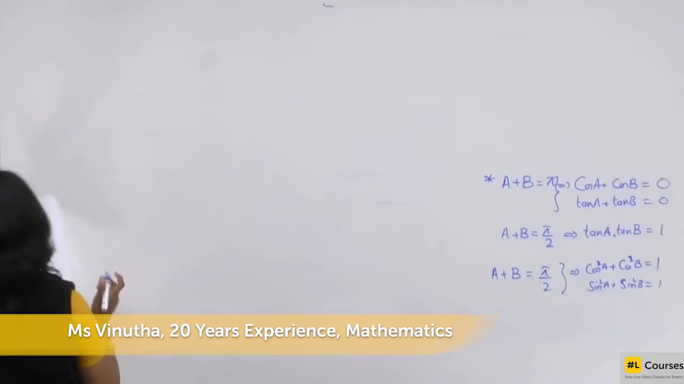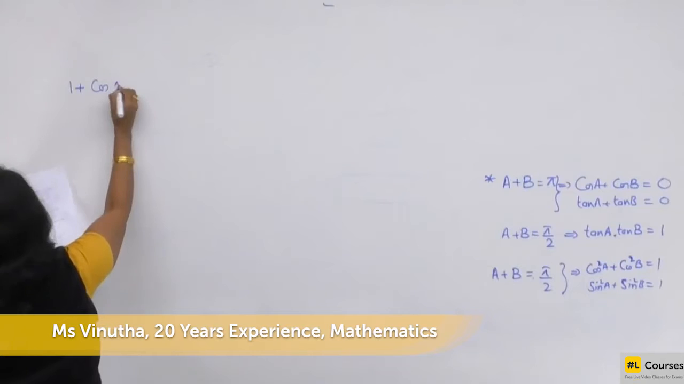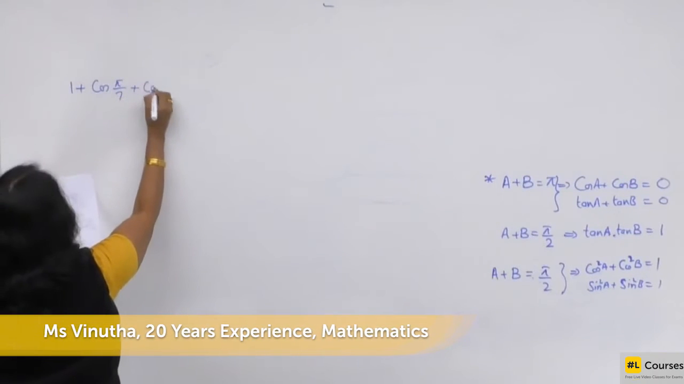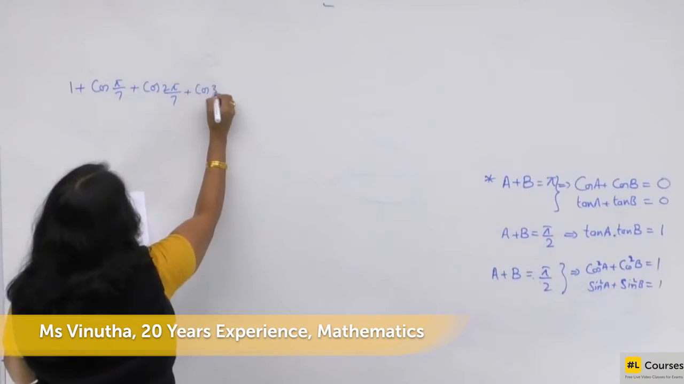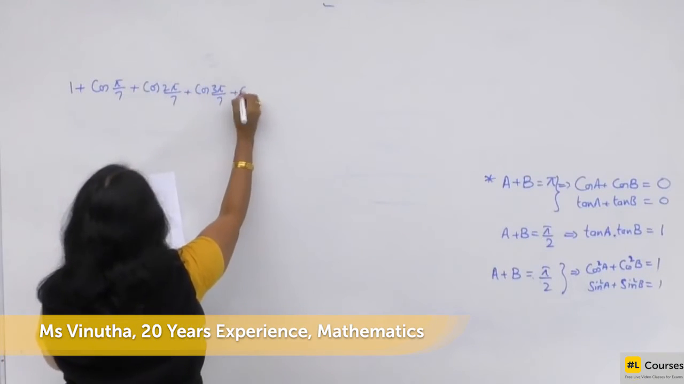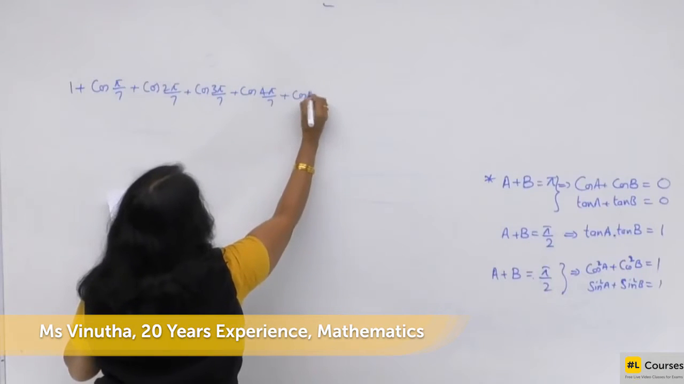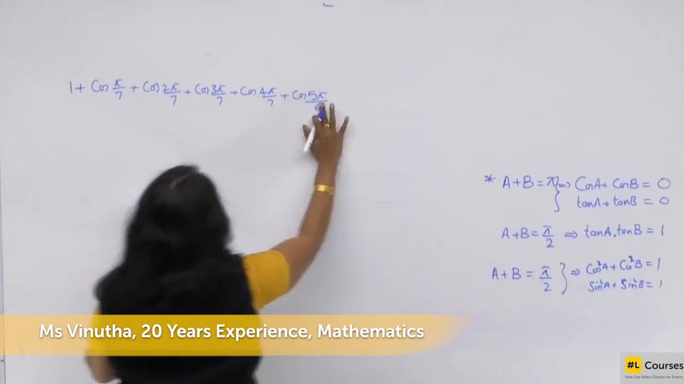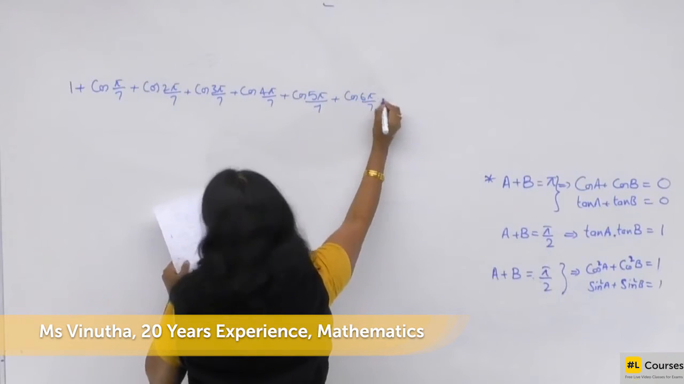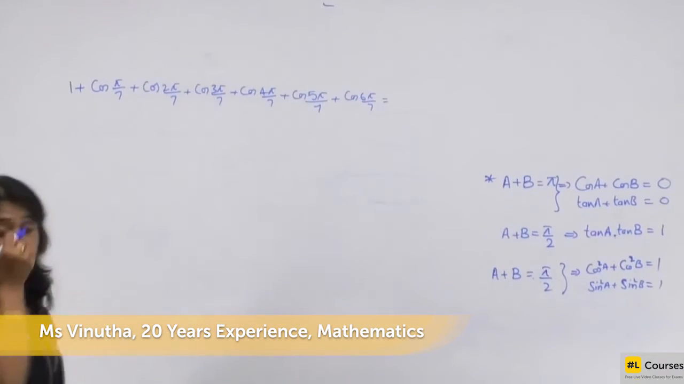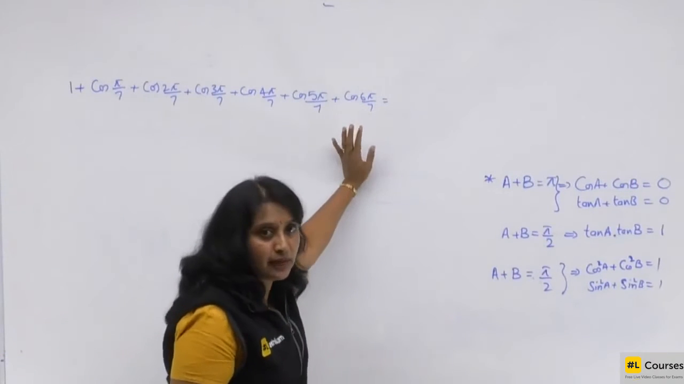So the next question goes like this. The question is 1 plus cos pi by 7 plus cos 2 pi by 7 plus cos 3 pi by 7 plus cos 4 pi by 7 plus cos 5 pi by 7 plus cos 6 pi by 7. So what do you find? See, it's such a lengthy question. We can't sit and calculate this for minutes together in the exam hall.